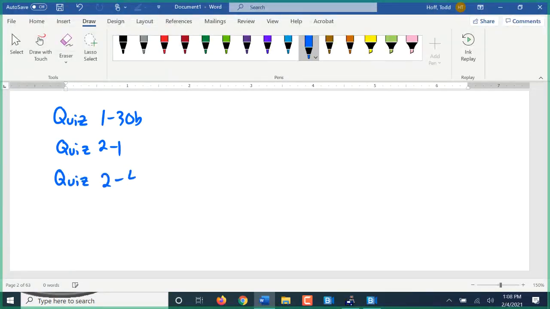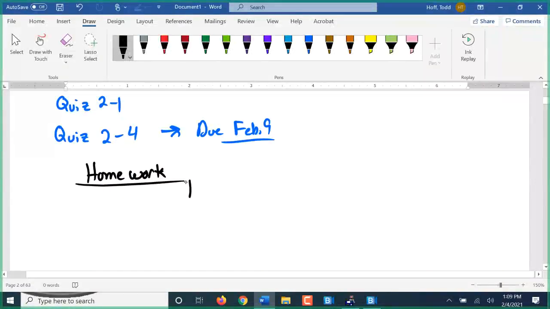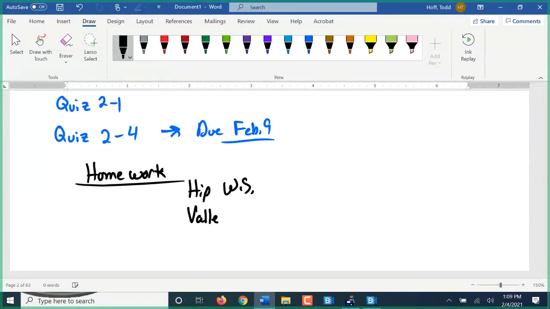But you can get a start on it now if you get a chance, because we just reviewed all the stuff and we won't be going over it again. Quiz 2-4 will be due on February 9th. That'll be next Tuesday. And then homework. There's 3 worksheets sitting out there. You have the hip roof worksheet from Monday that should be done, the valley worksheet from Tuesday, and the stair worksheet from Tuesday. If any of those are not done, make sure you finish those up.